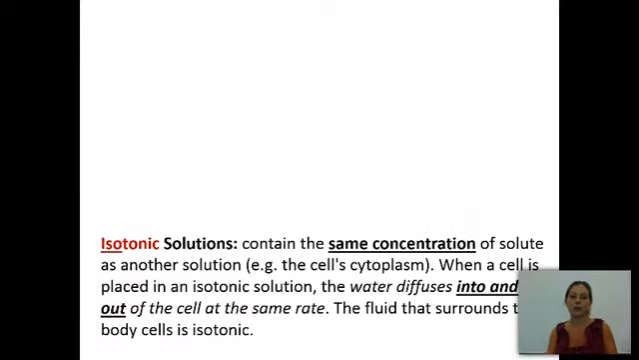And then that leaves us with our third osmotic condition, which is an isotonic solution. In an isotonic solution, you have equal concentration of solute and water, both inside and outside of the cell, which means water is traveling in and out of the cell in equal amounts. So water diffuses into and out of the cell at the same rate, which means the cell is going to stay the size that it should.